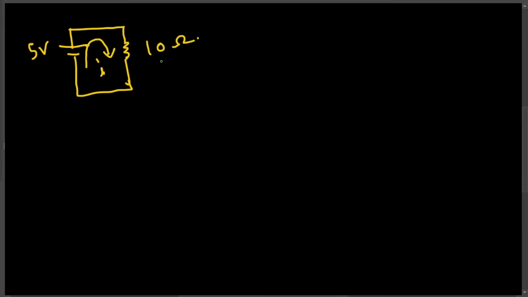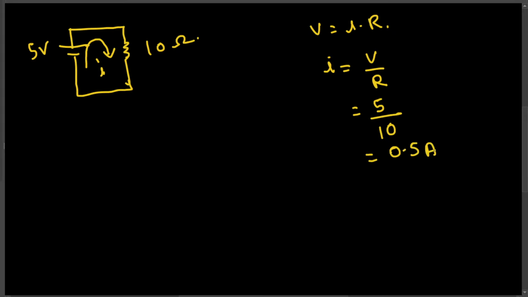To find out the current, we can use Ohm's law, that is V is equal to I times R. If we rearrange this equation, I is going to be equal to V divided by R. V is 5 volts, R is 10 ohms. 5 divided by 10, we get 0.5 amperes. Now we found out the current.